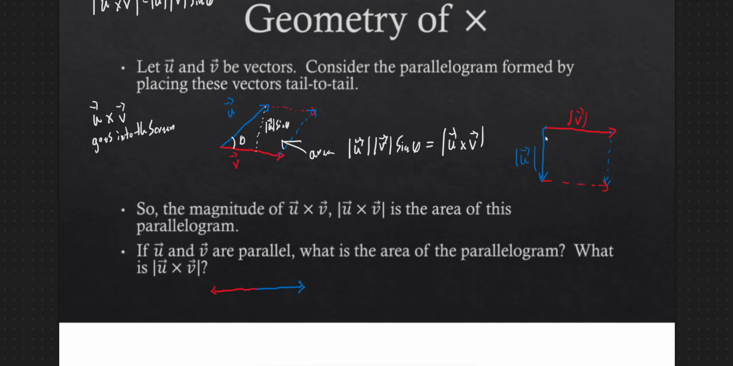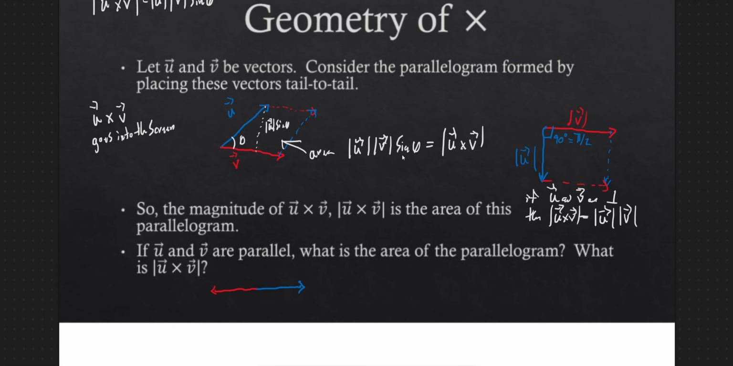And if they're perpendicular, so that means this is a right angle, this is 90 degrees, or pi over 2, we get a square, and in this case, u cross v would be magnitude u times magnitude v. So if u and v are perpendicular, then the magnitude of u cross v, the area, is a rectangle, and so it's just length times width.